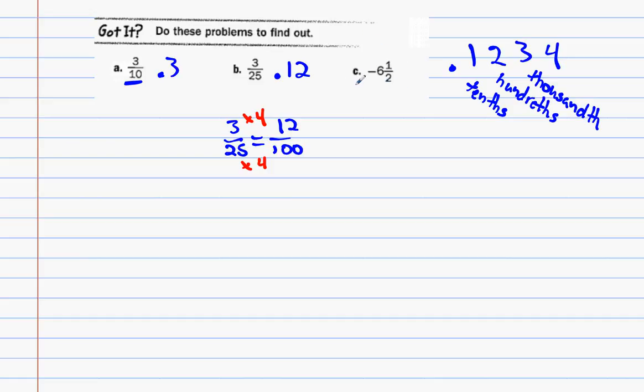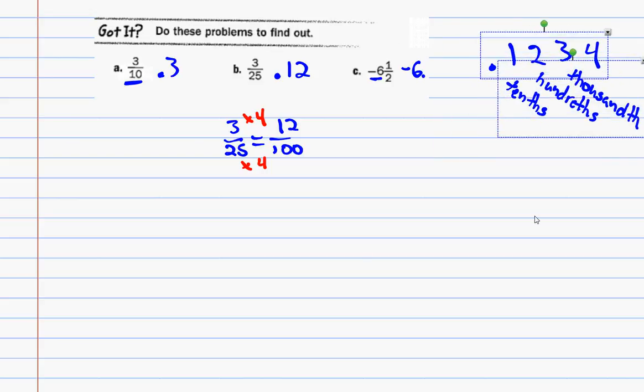So our third one, C here, -6 and 1/2. Really we're only worried about the fraction part. This whole number is not going to change. So we know part of our answer is going to be -6 point something, and we just have to figure out what that point something is. So if we take 1/2, and hopefully at this point in your life you're aware of what 1/2 is as a decimal, but if not, that's okay. We can do our little trick here.